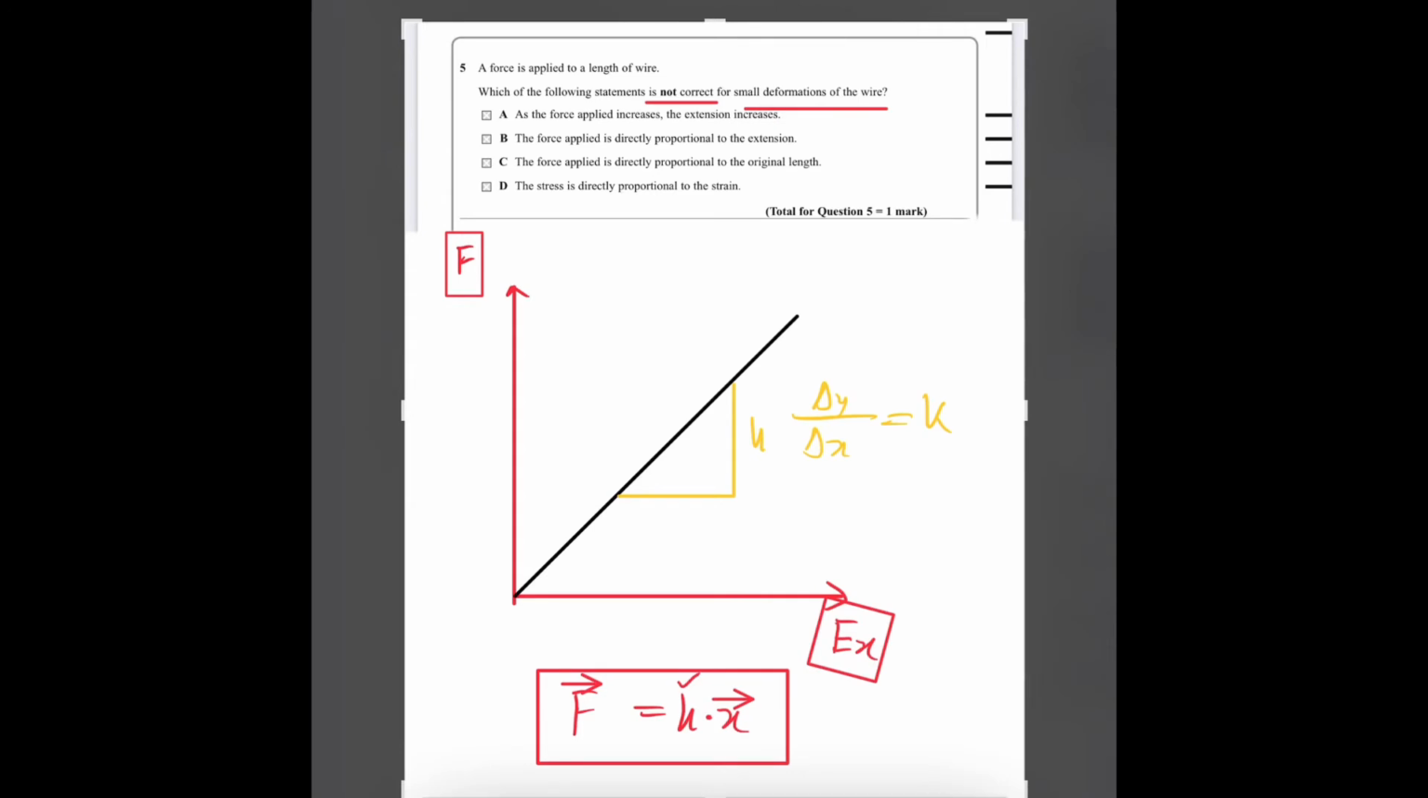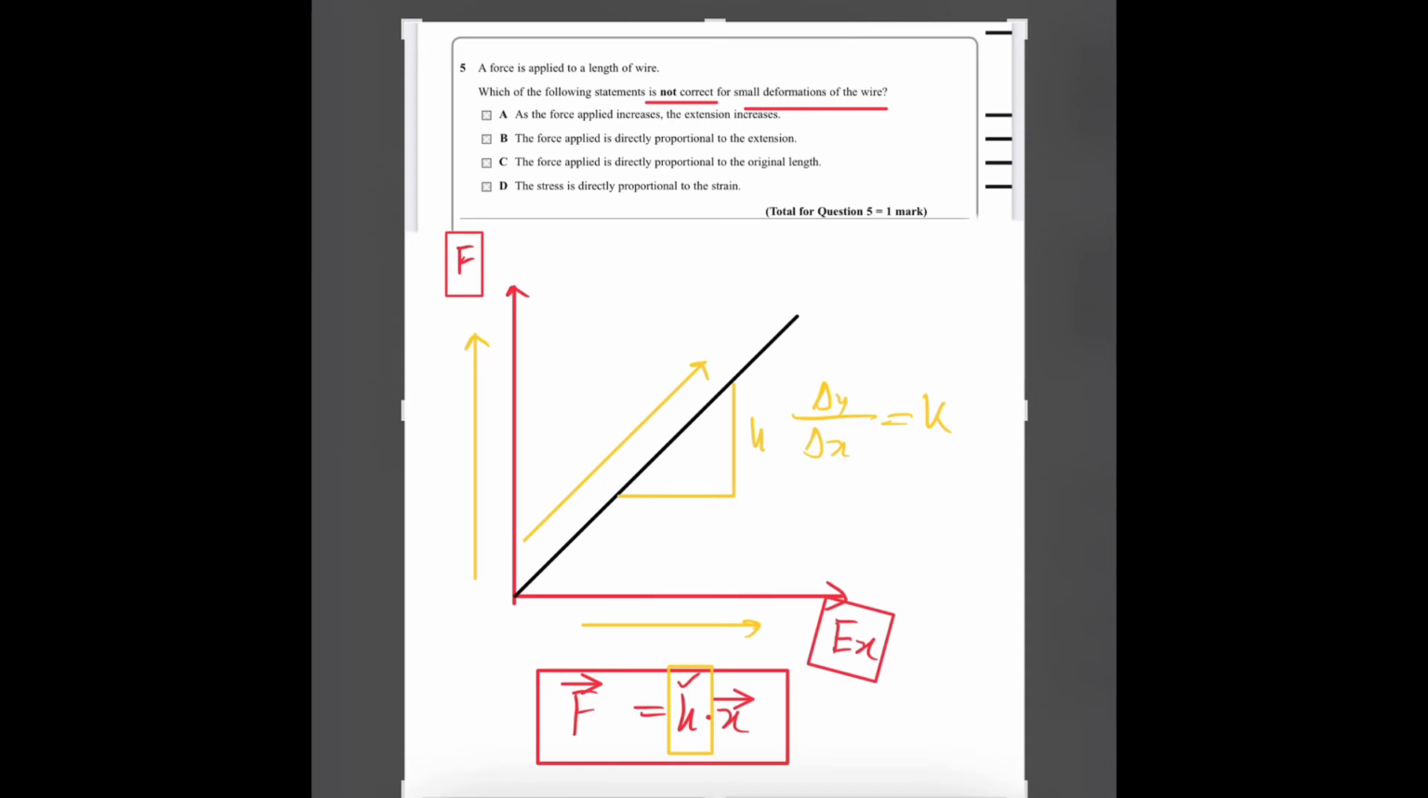As the force applied to the wire increases, the extension increases. So this is correct, because when the force increases, the extension increases and our points go along the line in this direction. Part B says that the force applied is directly proportional to the extension. This is also correct because here we have a constant K and the gradient is constant, so it's directly proportional.